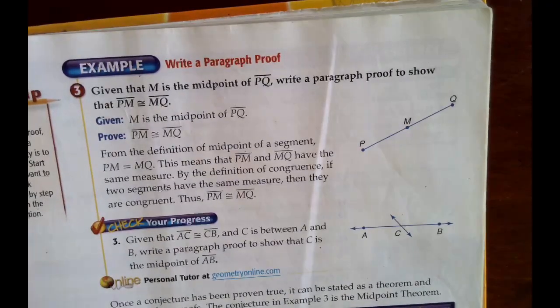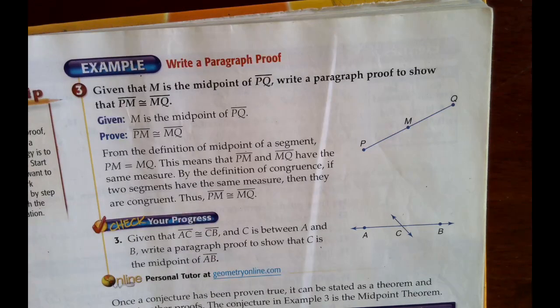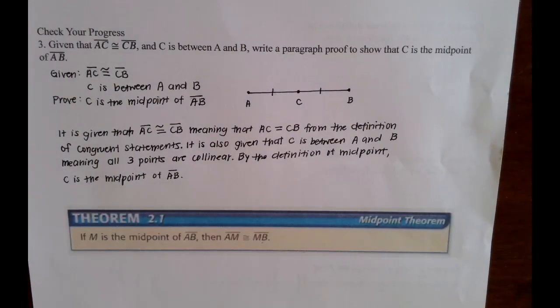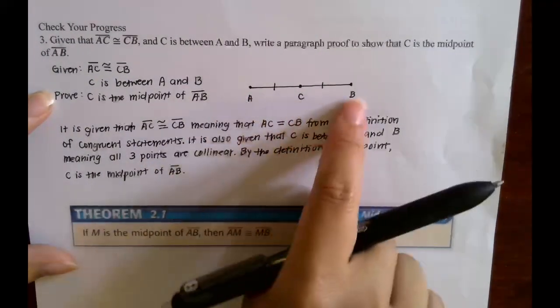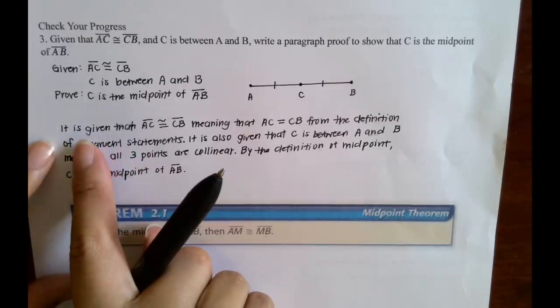And so now we're going to try it out with Check Your Progress 3. Once you have what you think is your paragraph proof entered in, come back and check your answer. Great. You should have something along this line. I just wrote what was given, what was proved, and then based off of that, I drew a picture. And this is my paragraph proof.